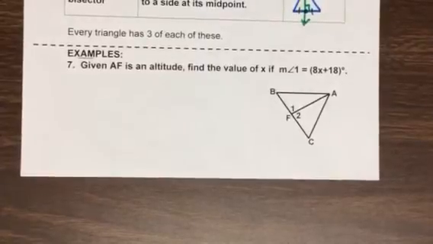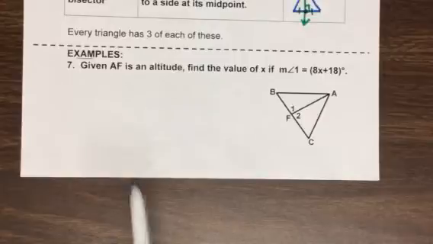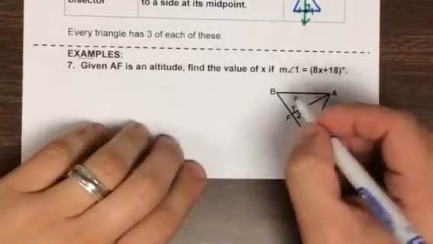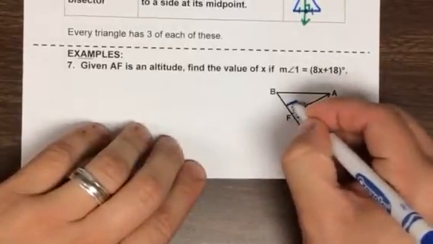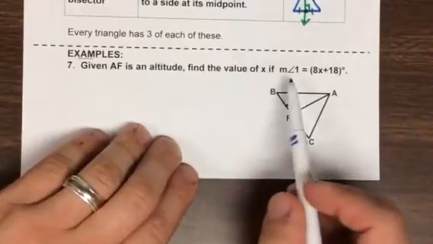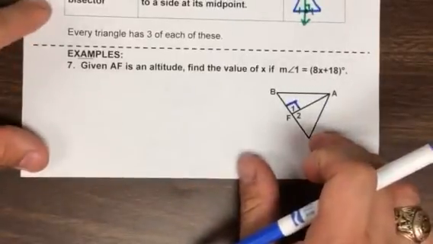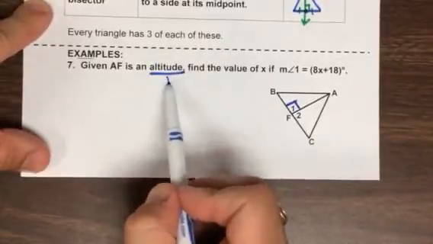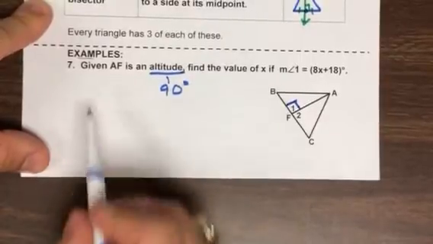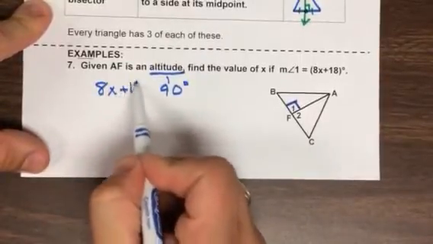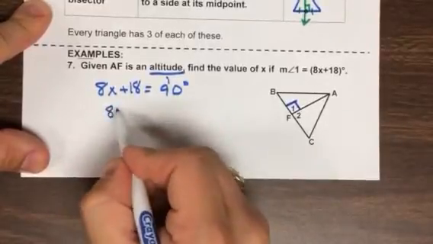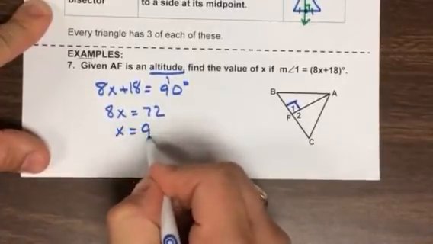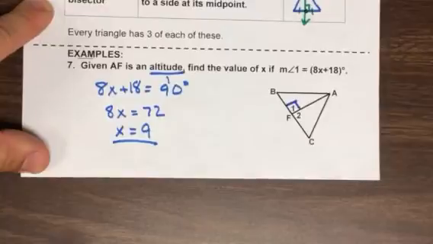So again, looking at example 7, which is our last example for the day. If AF is an altitude, well, an altitude means that I have a perpendicular segment. So right now I'm going to mark it. Okay, that's perpendicular. Find the value of x if the measure of angle 1 equals 8x plus 18. Well, we just told you that it was 90 degrees based on the fact that it's an altitude. So angle 1, 8x plus 18, would equal 90 degrees, or 8x would equal 72. X would be 9. That's all they asked us to go on that.